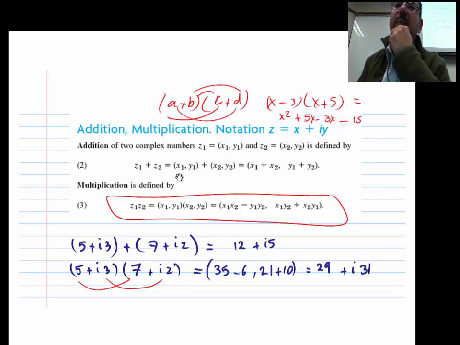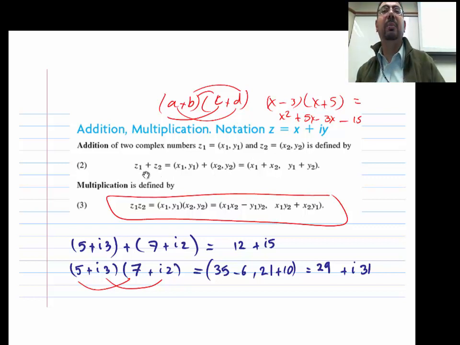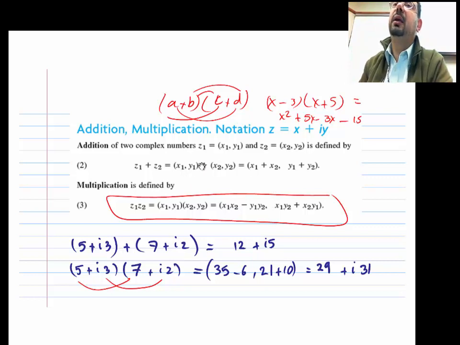Okay, so now how do we multiply and add those complex numbers? Of course, adding is a piece of cake. When you add two numbers, you add the real parts together and the imaginary parts together. For example, 5 plus 3i and 7 plus 2i. It becomes 12, and you add the imaginary parts by themselves, 3 and 2, and it becomes 5i. Right?